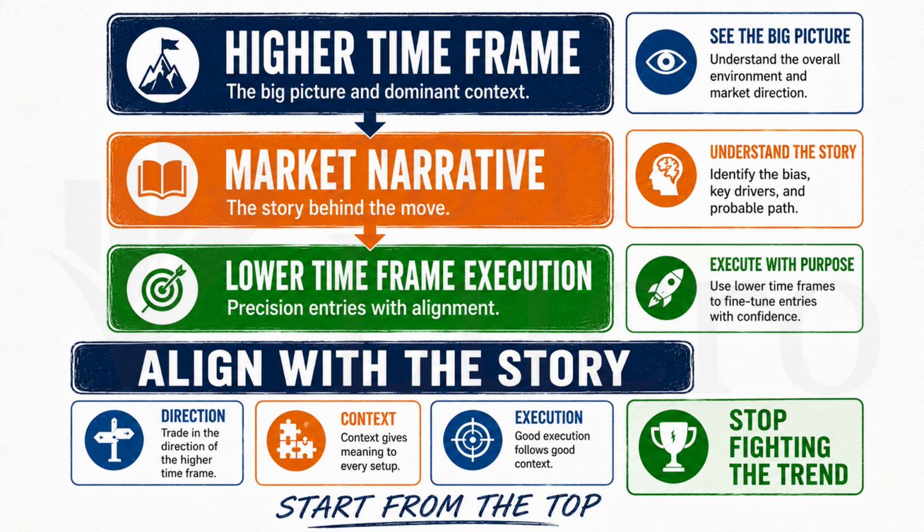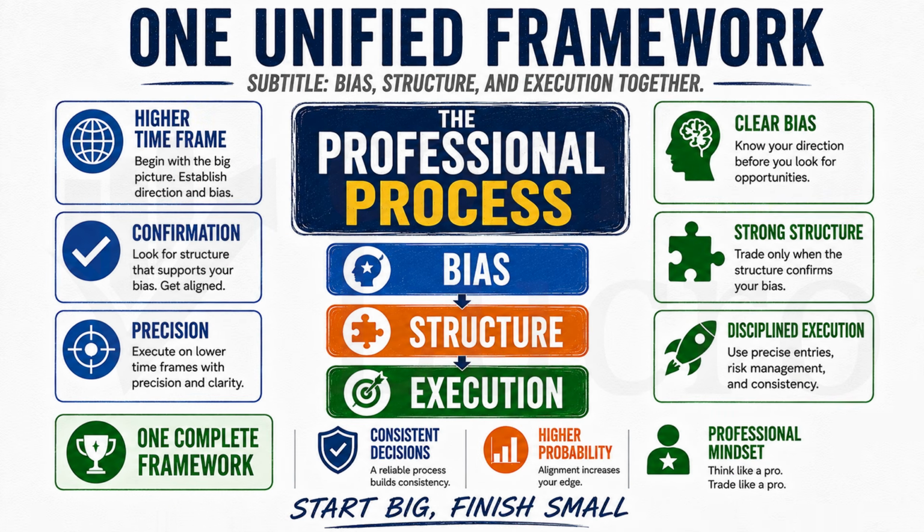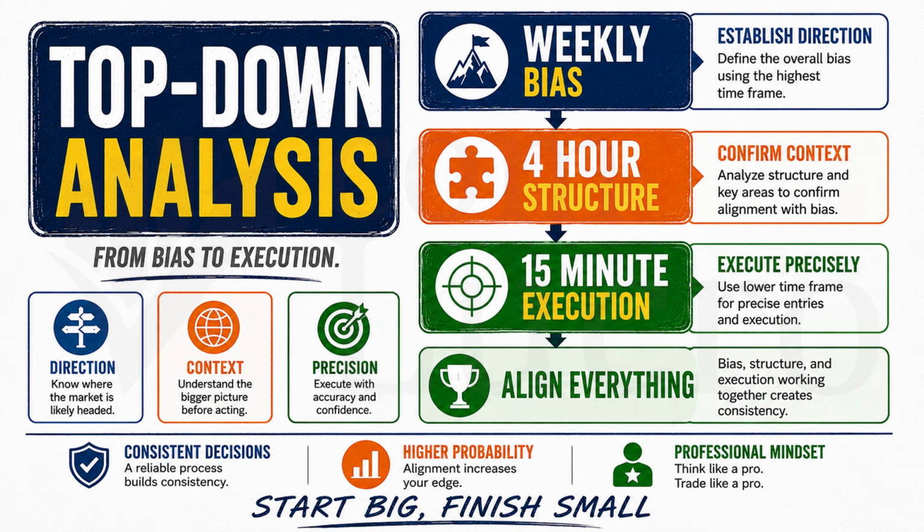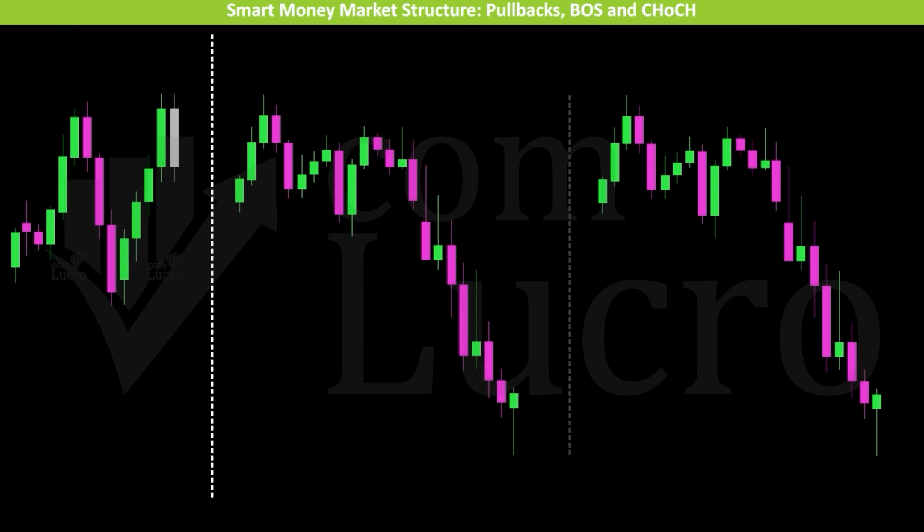Many traders misread market structure because they analyze only the lower time frame without understanding the broader narrative that is controlling price direction. However, professional traders approach the market differently by combining higher time frame bias, structural confirmation, and lower time frame execution into one unified framework. In this example, we will use the weekly chart for bias, the 4-hour chart for structure, and the 15-minute chart for execution. The first step is identifying the higher time frame bias on the weekly chart.